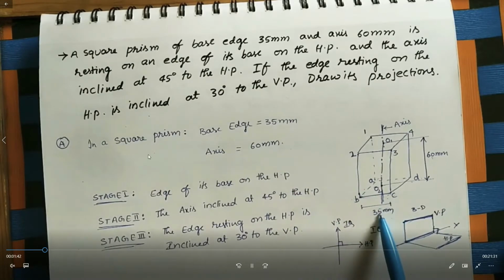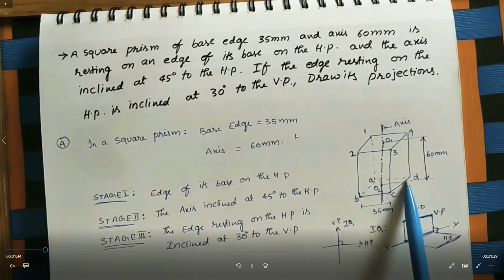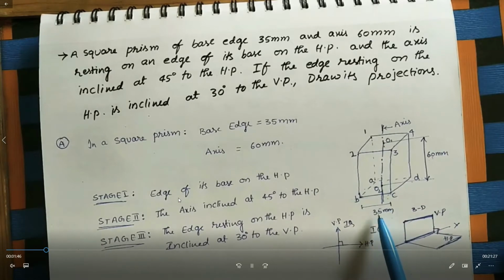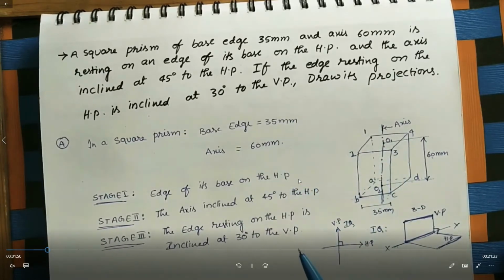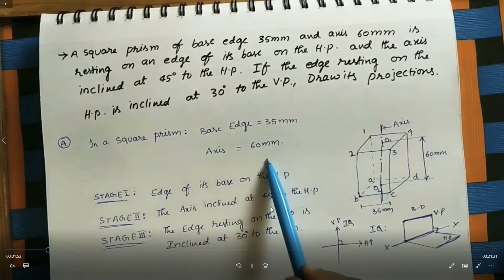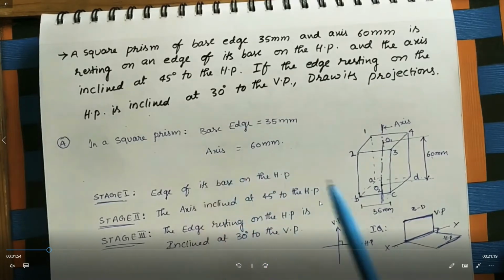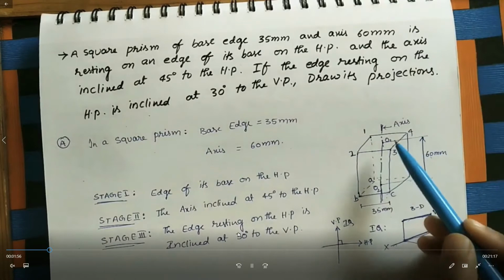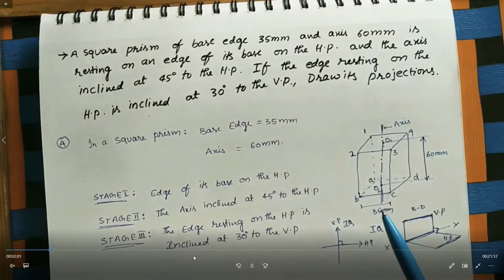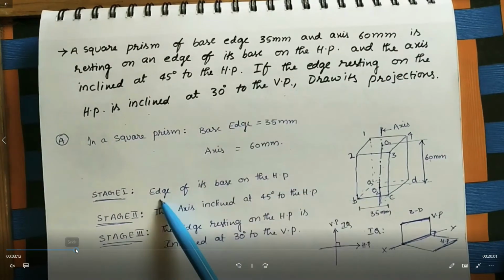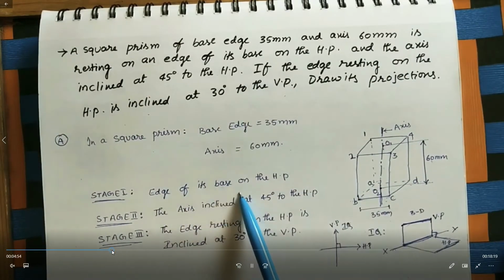Here you observe a square prism, edge 35, axis 60. Stage 1: edge of its base on the HP. Stage 2: the axis is inclined at 45 degrees to the HP. Stage 3: the edge resting on the HP is inclined at 30 degrees to the VP. This is the given data. Next, you observe here.